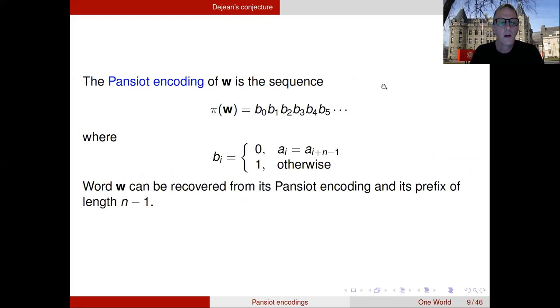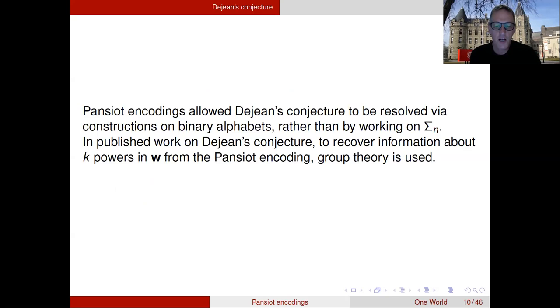Then we have a Pansiot encoding, a binary encoding of the word, where b_i is 0 if a_i is equal to a_{i+n-1}, otherwise it's 1. And word W can be recovered from its Pansiot encoding and its prefix of length n minus 1. So Pansiot encodings allowed Dejean's conjecture to be resolved via constructions on binary alphabets, rather than by working on the big alphabets. And in published work on Dejean's conjecture, to recover information about K powers in W from the Pansiot encoding, group theory is used.